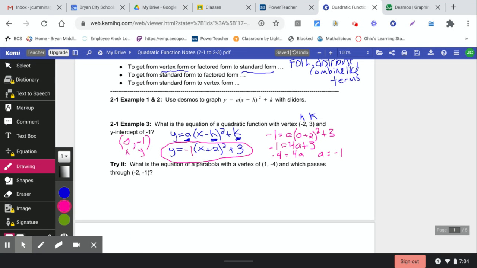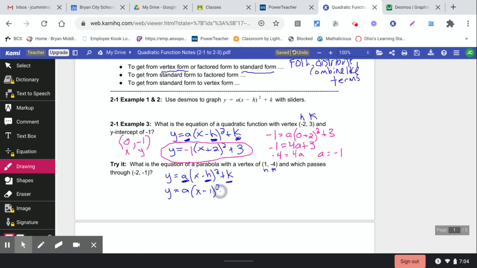Let's see another example of this. We want to write the equation of the parabola with vertex 1, -4 that passes through the point -2, -1. Our goal is to get this in vertex form. Here's vertex form. We need to figure out what a, h, and k are. A couple of those things we know. h and k are the vertex, so we know that's these two numbers. Let's plug those in. y equals a, x, it's the opposite of h, so -1, and then k is -4.